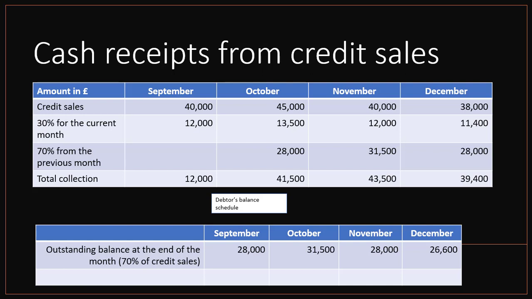We have a debtor balance schedule down below, you can see here. That is 70% of the credit sale, because it will be collected the next month. For example, September 28,000, that is 70% of the 40,000 credit sales. And then October 31,500, that is 70% of 45,000. Then 40,000 multiplied by 70% for November gives 28,000, and December 38,000 multiplied by 70% gives 26,600.